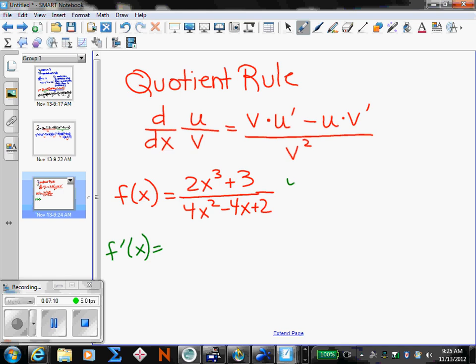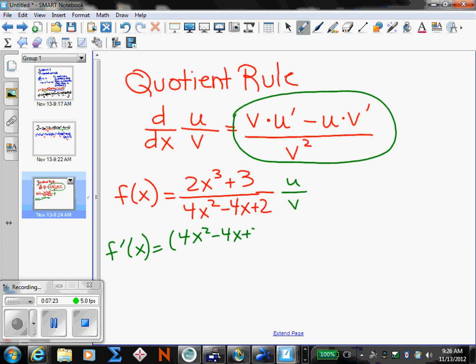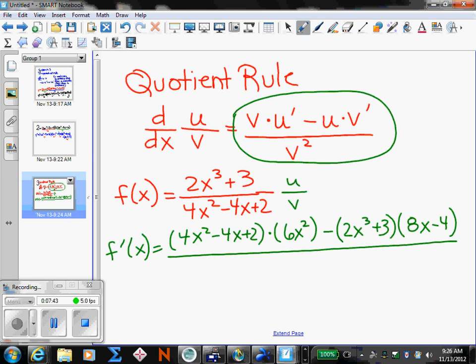The numerator is my u, the denominator is my v. I am going to follow this formula. I start with the denominator, and I just rewrite my v times the derivative of the numerator, which is 6x squared, minus the numerator times the derivative of the denominator, which is my v prime, and then I put all of that over 4x squared minus 4x plus 2 squared. Again, no need to simplify right now.